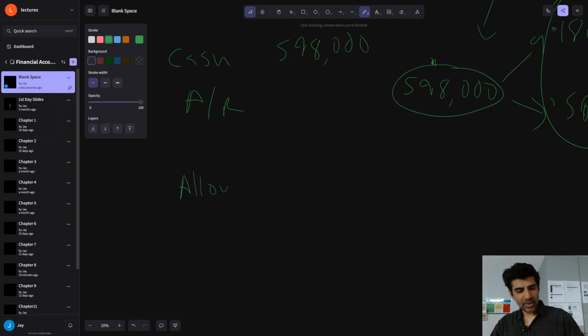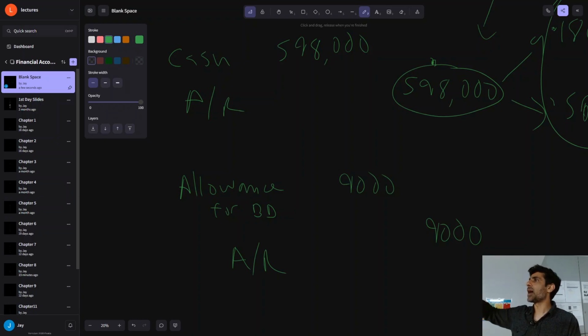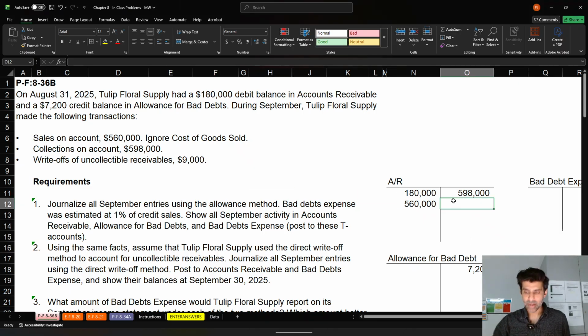Allowance for bad debt is going to be debited, and then we're going to credit accounts receivable, I think it was 9,000. In order to do this problem, you need to have known the form of these journal entries. It's just giving you the information, and you need to understand what it means in terms of the related journal entry. So we have a $9,000 debit to allowance for bad debt and a credit to accounts receivable.